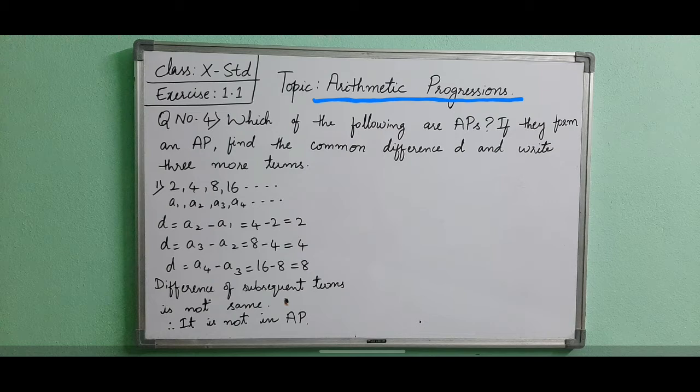So first of all, what we should understand, what do you mean by AP? It will be AP if and only if the difference of consecutive terms is equal. If the difference is the same for all the terms, then only we can say it is in AP. So first thing we have to check whether it is in AP. When it is in AP, you have to find the common difference and you have to write 3 more terms.